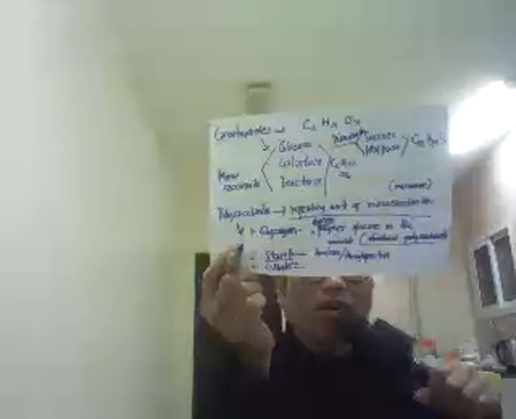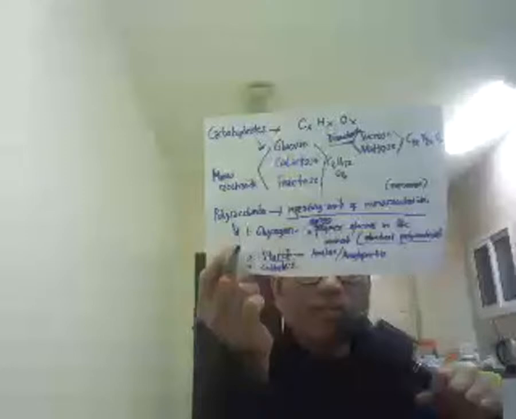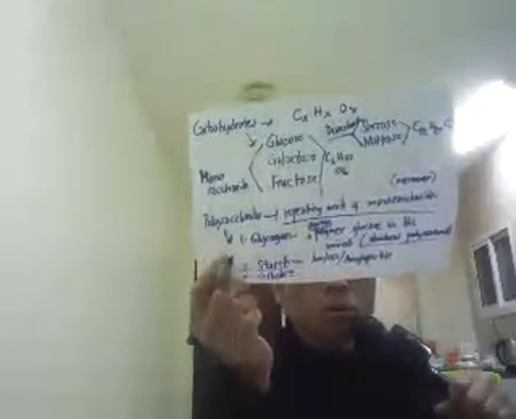Cellulose is also an example of polysaccharides. The cellulose is a major structural component of a cell wall of a plant. Understand? This is a structural polysaccharide and also a polymer of glucose. And take note, this cellulose may come out in the examination. Cellulose is the most abundant organic compound in the planet Earth.